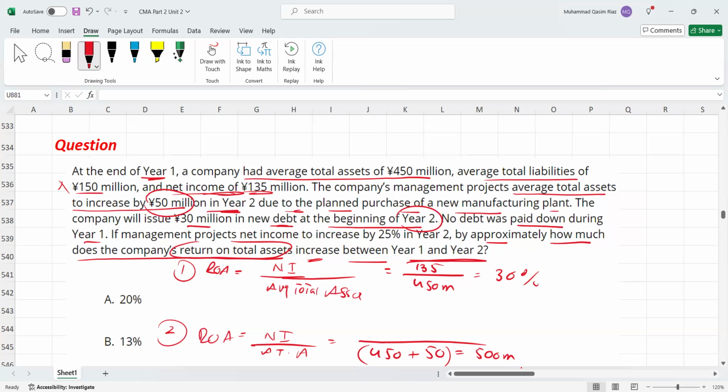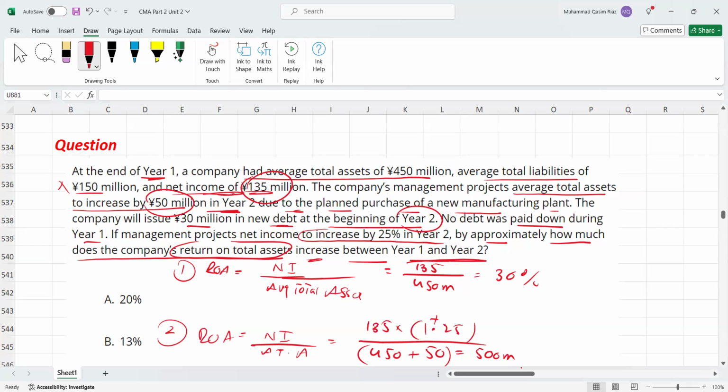If management projects net income to increase by 25% in year two, we should know what the net income in year one is, since that net income will increase by 25% in year two. So here we go. Net income in year one was 135 million. If I increase it by 25%, right? This is actually math, okay? 135 million times 1 plus increase. So the increase is 25%.